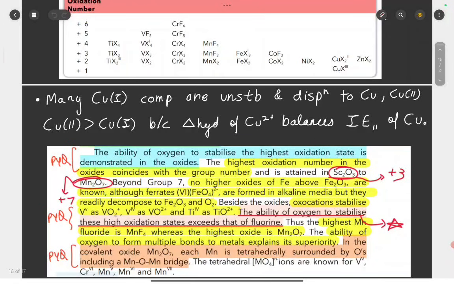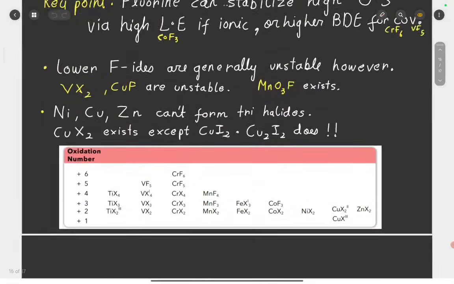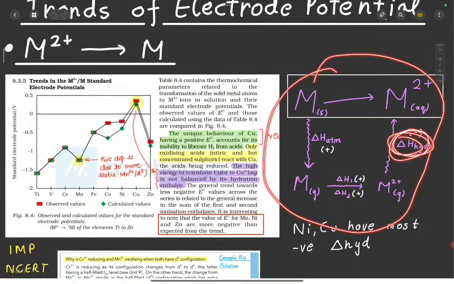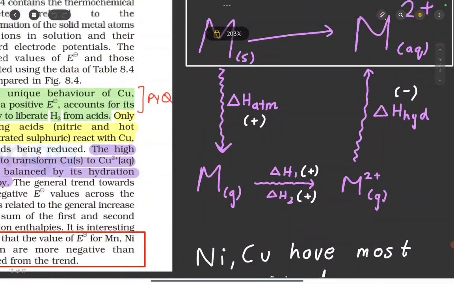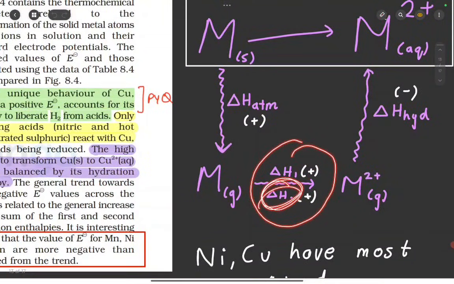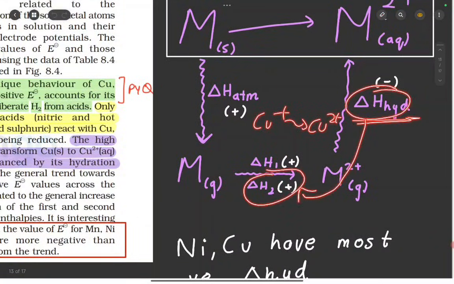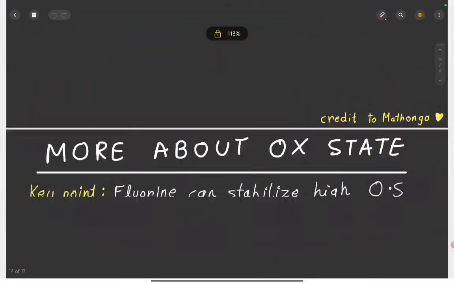Now the next point. Many copper +1 compounds are unstable and disproportionate to copper 0 and copper 2. Why is that? Because the hydration energy of Cu2+ can balance the second ionization enthalpy of copper. We just studied that for this entire process to occur, we want the hydration energy to be negative enough. In Cu+, you only need one ionization energy, but in Cu2+, there is an extra competitor here, which is the second ionization enthalpy. But the increase in hydration energy from Cu+ to Cu2+ more than balances the extra competitor, and Cu2+ hence is more stable than Cu+ in an aqueous medium.